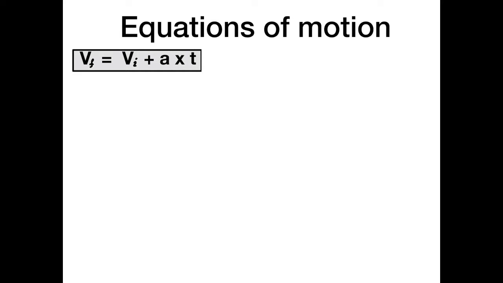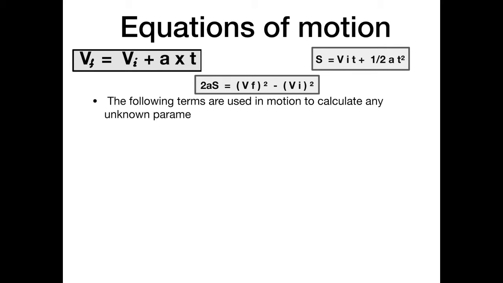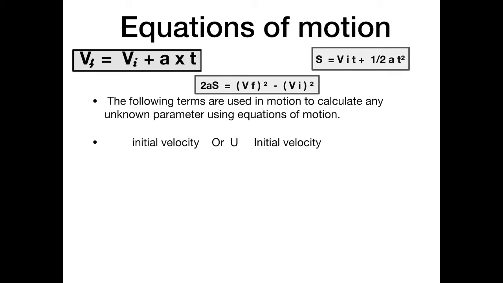The first equation of motion, Vf equals Vi plus At. Now, as we see, there are a few parameters that we can calculate using equations of motion, like initial velocity. The initial velocity can be represented with the symbol U as well as with Vi. The final velocity is represented with the symbol V or Vf.